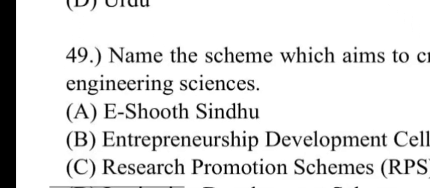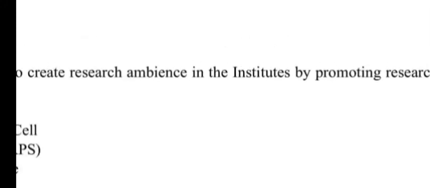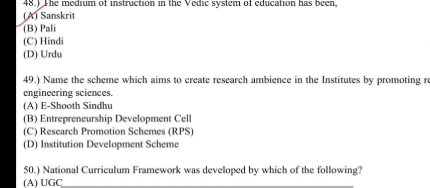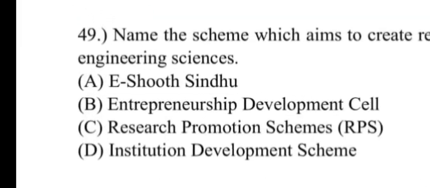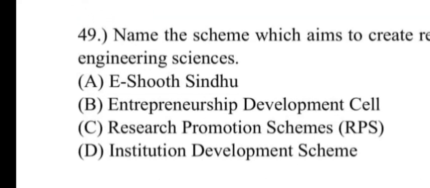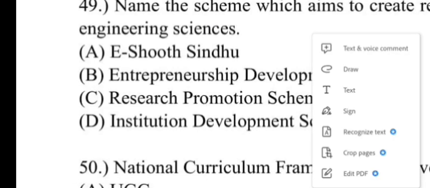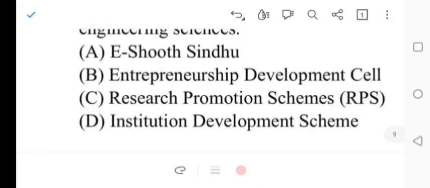49 says name the scheme which aims to create research ambience in the institutes by promoting research. A, B, C, D, E: Sudh Sindhu, Entrepreneurship Development Cell, Research Promotion Scheme, RPS, Institution Development Scheme, IDS. 49, correct option will be number C, Research Promotion Scheme, RPS.